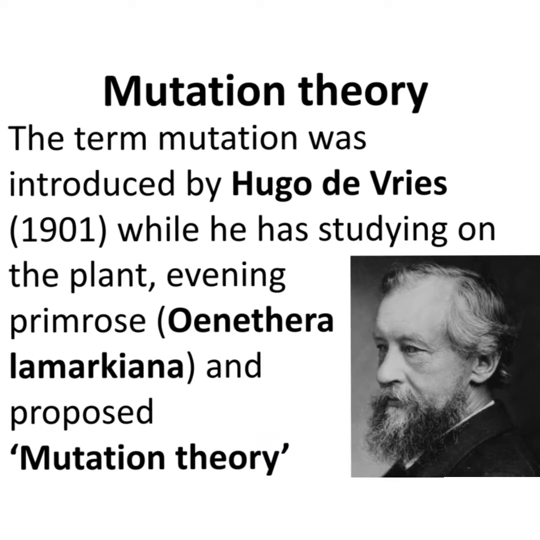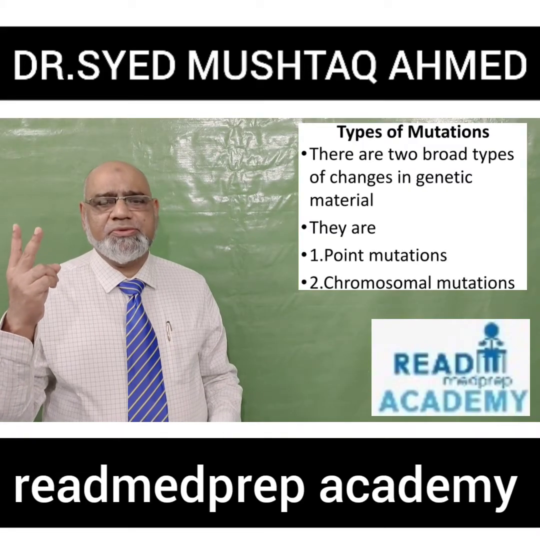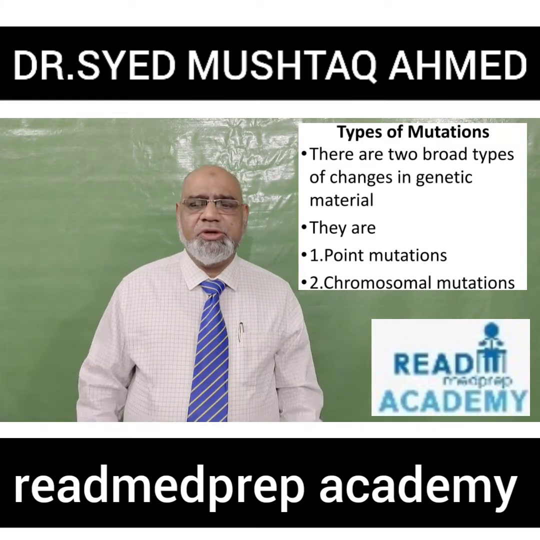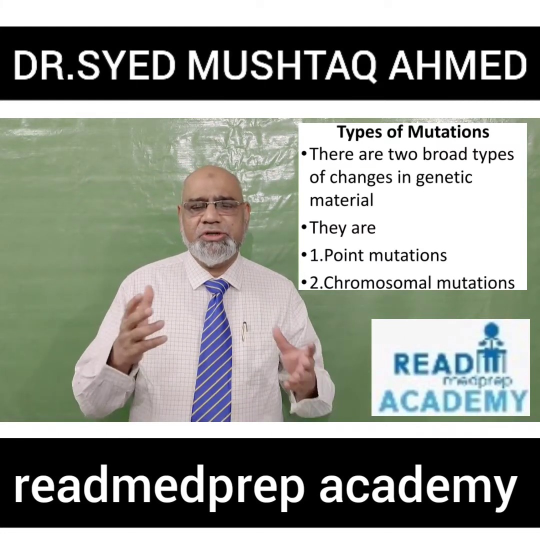The term mutation was introduced by Hugo de Vries in 1901 while he was studying the plant evening primrose, Oenothera lamarckiana, and proposed the mutation theory. There are two broad types of changes in the genetic material. They are point mutations and chromosomal mutations.